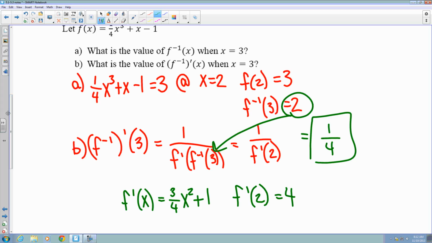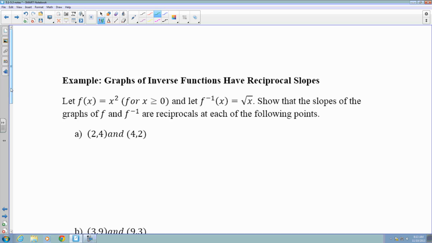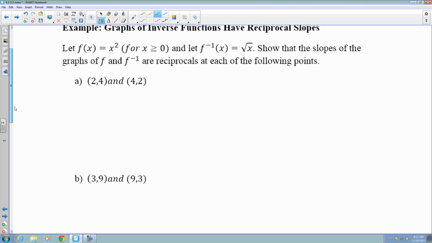Okay, so what you want to do when you find the derivative of an inverse is always do that first step because it makes it way easier, unless they already give you the derivative of the inverse, which we did not have. In this case, they do give you the inverse. They give you both functions, so this is not going to be that bad.